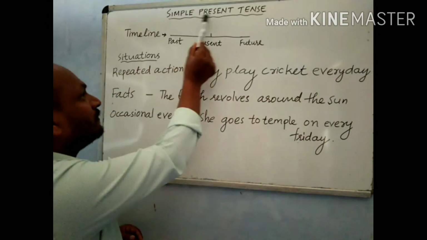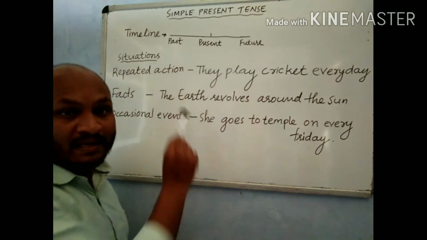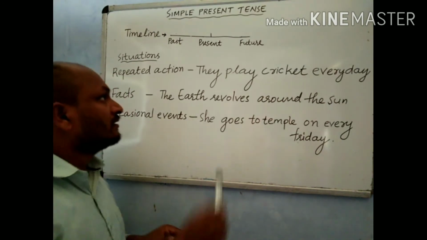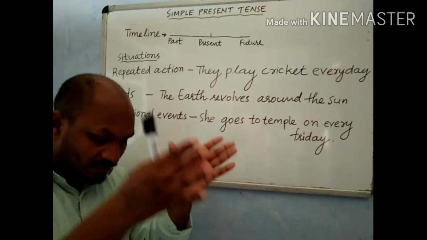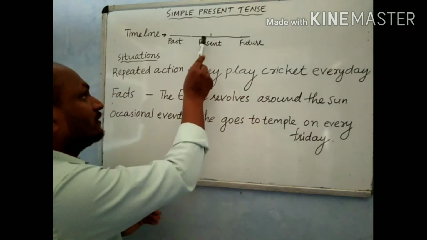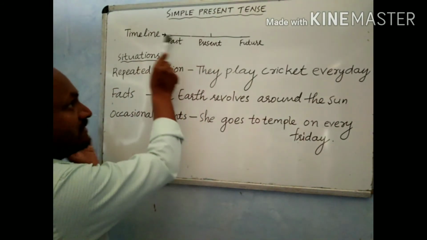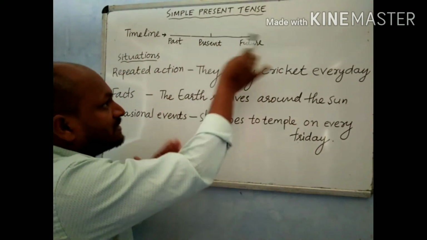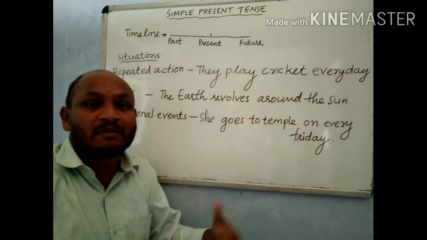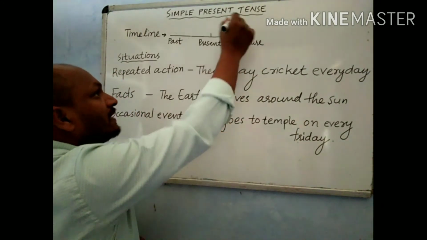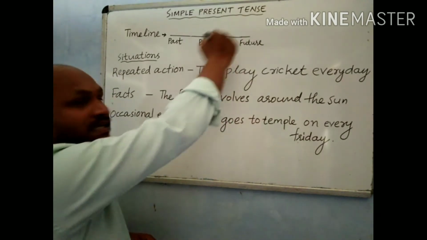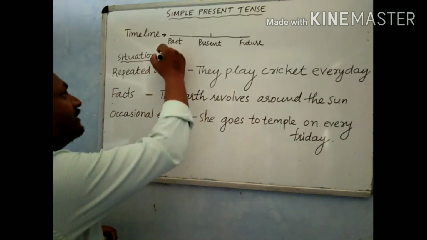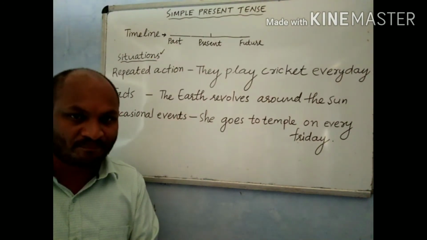For the timeline of simple present tense, we have made a timeline here with present, past and future. In this timeline, this is the present, that means what happens now. Before this present, this is the past, what happened earlier. After this present, this is the future area, whatever will happen later. So simple present tense is related to this present time. Now we shall understand in which particular situation simple present tense is used.